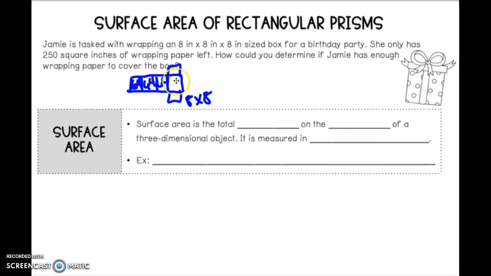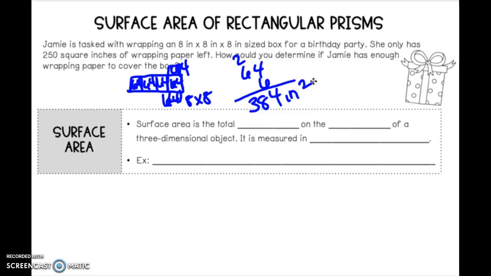inches. The next thing you would do is 64. There are 6 of them, so 64 times 6 is 384 inches squared is how much she would need. So Jamie did not have enough for her present to wrap.